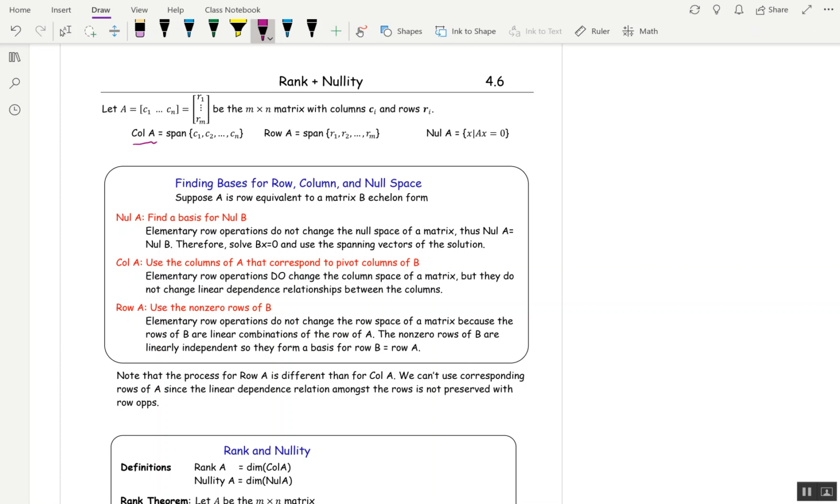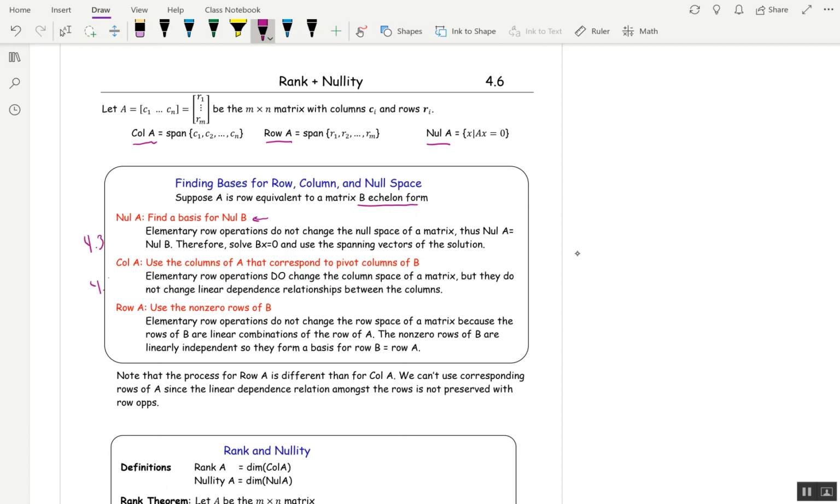Col A of a matrix is the space spanned by the columns. Row A is the space spanned by the rows. And null A is the set of solutions to AX equals 0. So to find a basis for null A, find a basis for null B, where B is any echelon form of A. This was from section 4.3. And the reason why you can use null B is that row operations don't change the null space.